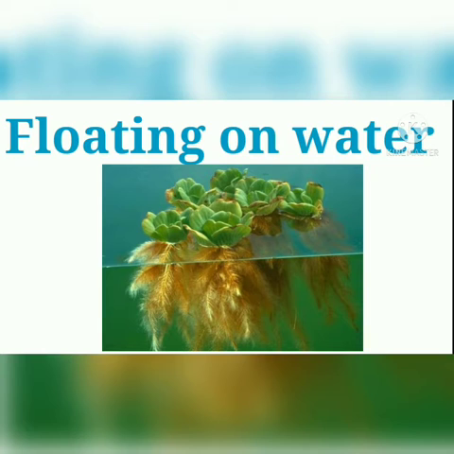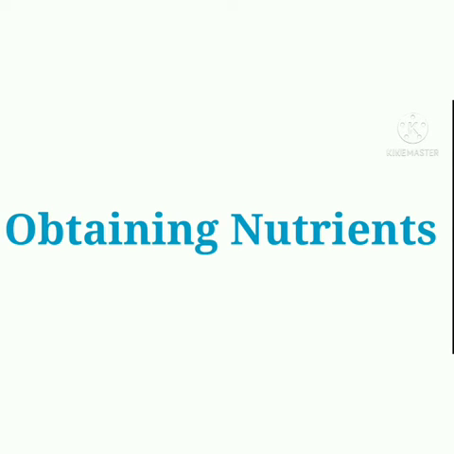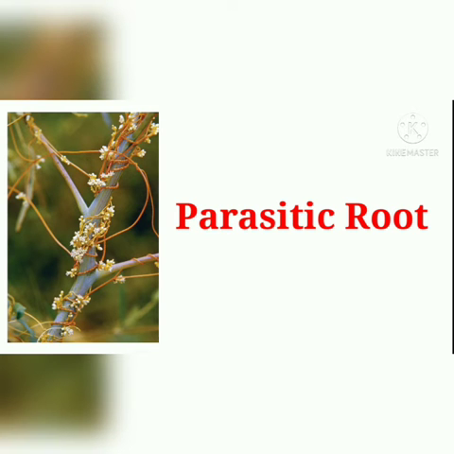Floating on water. Some aquatic plants have air-filled spongy roots to help them float on water. Obtaining nutrients. Parasitic roots. Roots of parasitic plants such as dodder penetrate into the host plant to absorb nourishment.